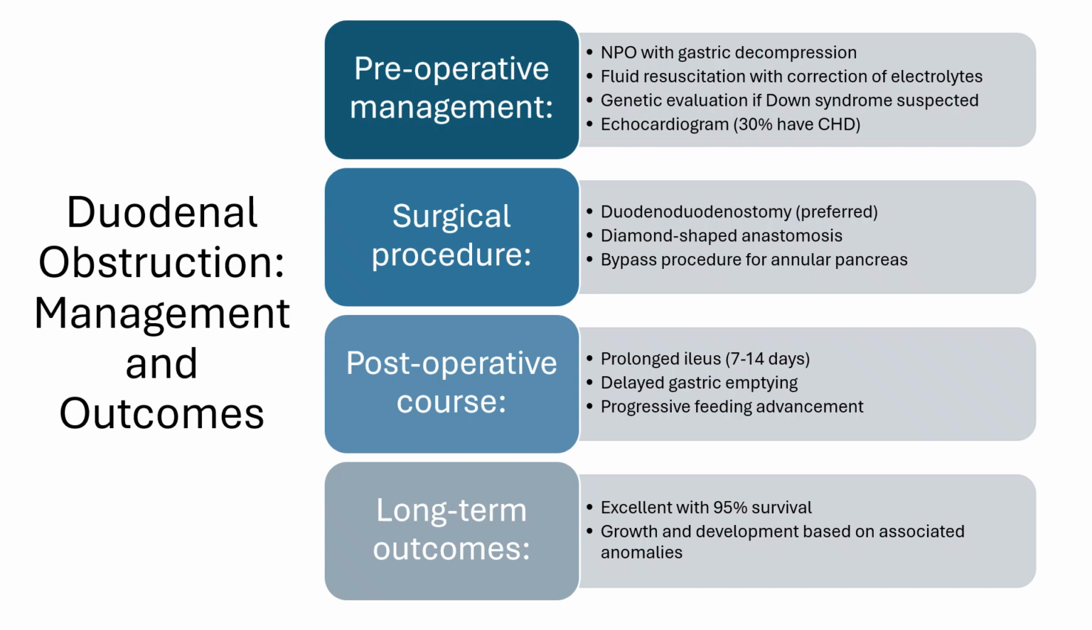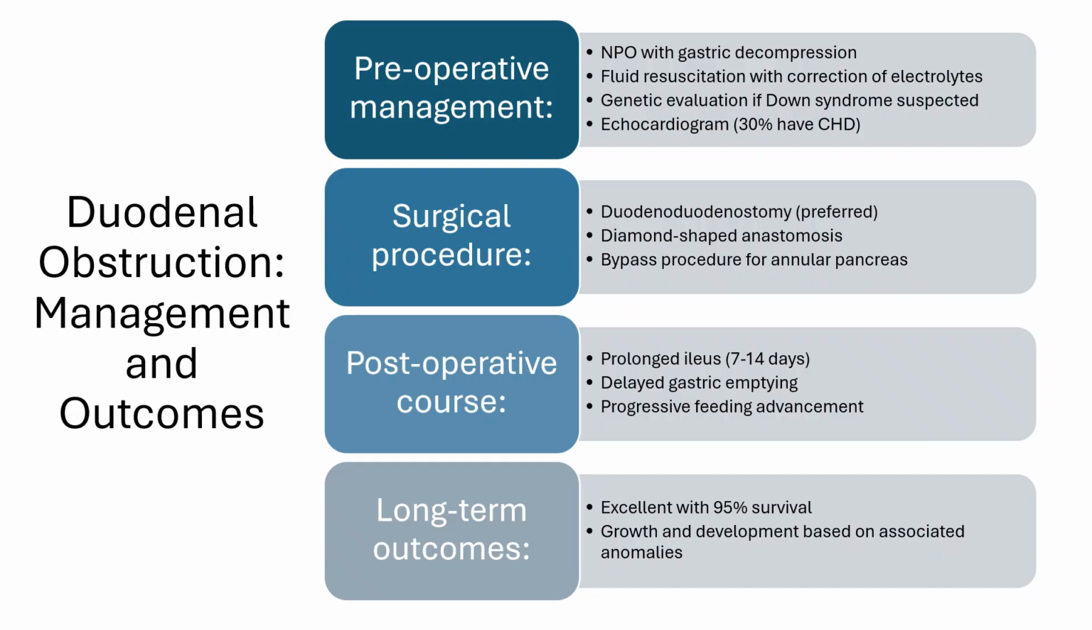Post-operatively, expect prolonged ileus lasting 7 to 14 days. This isn't a complication. It's the expected result of operating on chronically dilated bowel that's lost normal motility patterns. The dilated proximal duodenum needs time to shrink down and regain coordinated function. Patience during feeding advancement prevents complications.